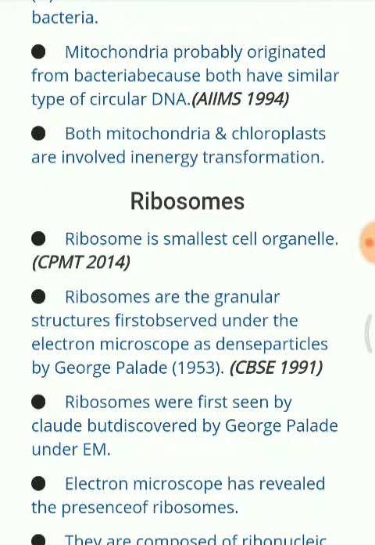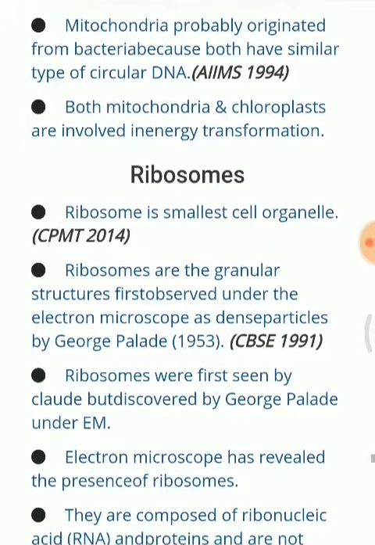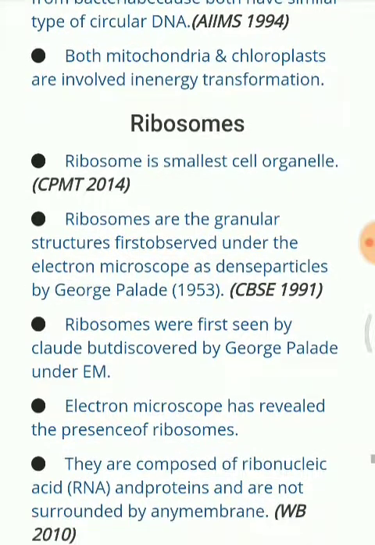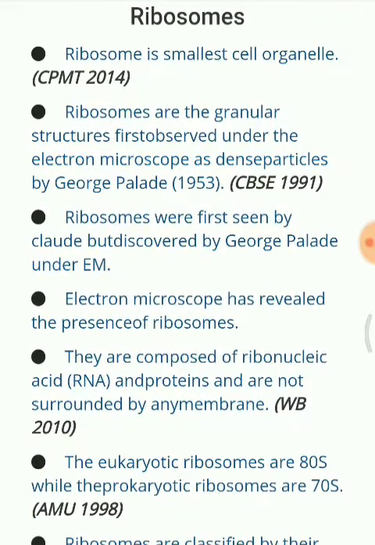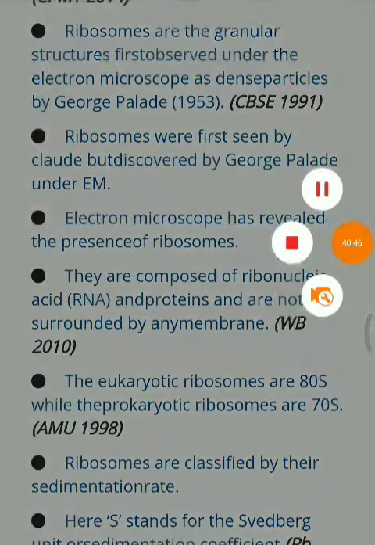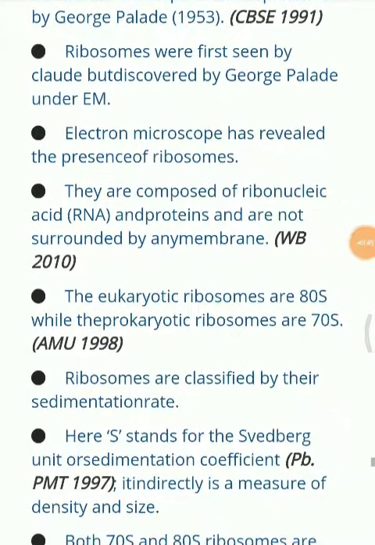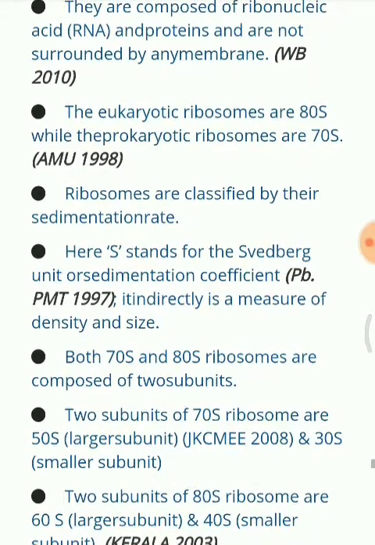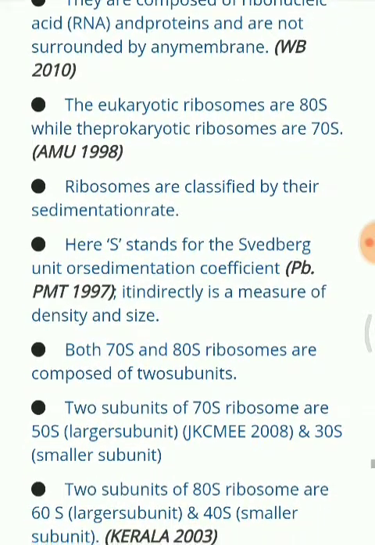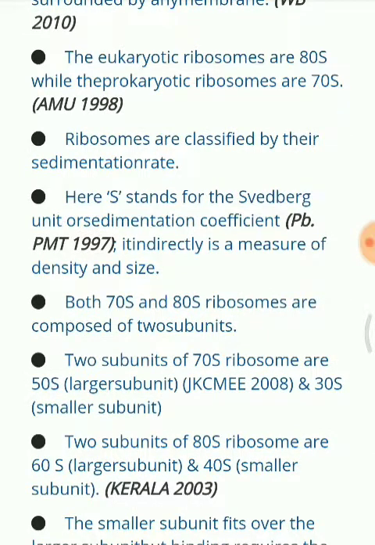Ribosomes are the smallest cell organelles. Ribosomes are the granular structures first observed under the electron microscope as dense particles by George Palade. Ribosomes were first seen by Claude but discovered by George Palade under EM. Electron microscopes revealed the presence of ribosomes. They are composed of ribonucleic acid, RNA, and proteins and are not surrounded by any membrane. The eukaryotic ribosomes are 80S, while the prokaryotic ribosomes are 70S. Ribosomes are classified by their sedimentation rate. Here S stands for Svedberg unit or sedimentation coefficient. It indirectly is a measure of density and size.